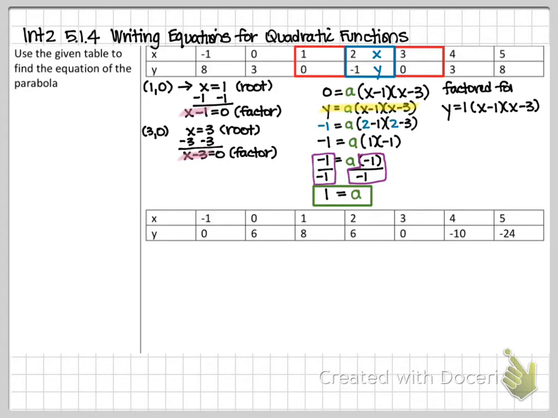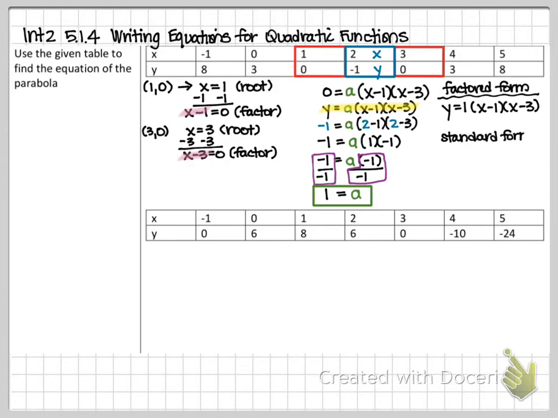And then to get it in standard form, I'm actually going to multiply it out. So we are taking it from a product and writing it as a sum. So let's go ahead and multiply out the right-hand side. So this is going to be standard form.